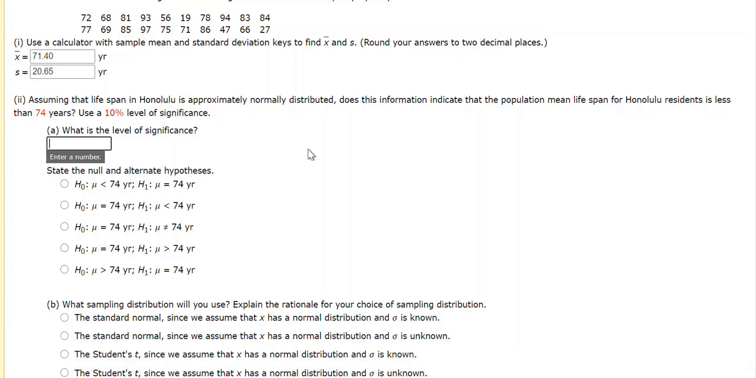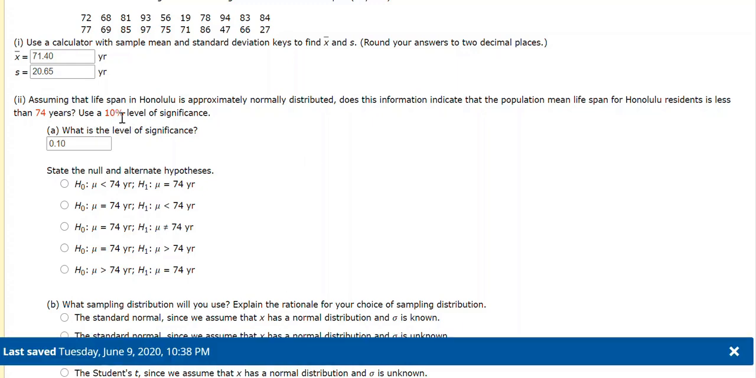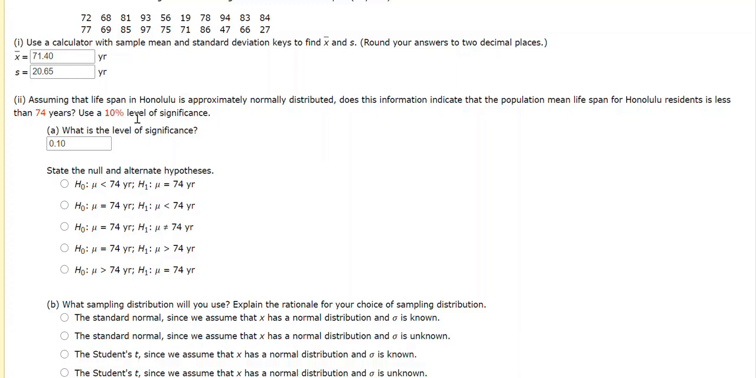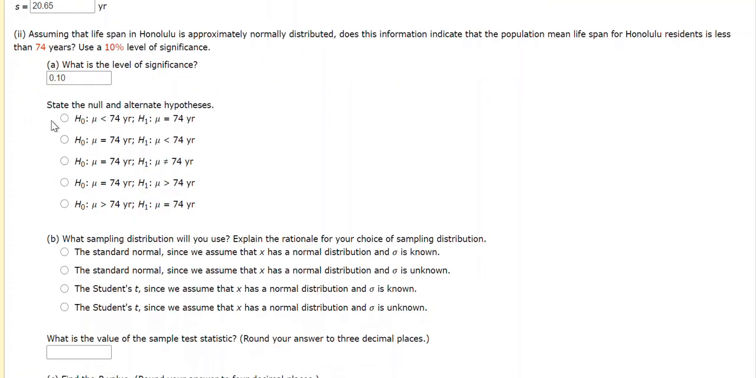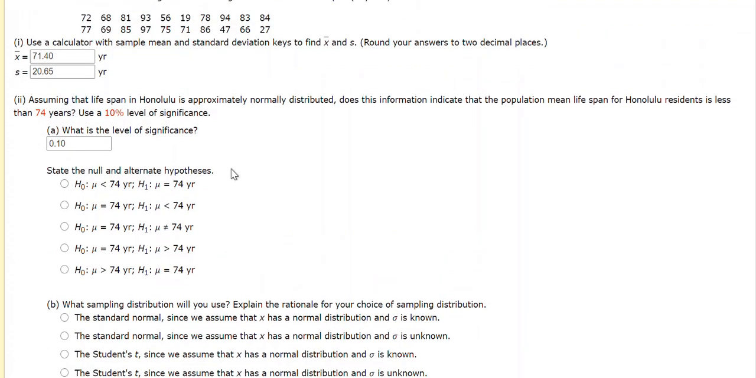Then what is the level of significance? The level of significance is 10%, so 0.10 or 0.1. Remember, sometimes we refer to this as alpha, so alpha is 10%. Then we state the null and alternative hypotheses. Once again, remember this: in statistics, for a hypothesis test, the null hypothesis must always include equality.